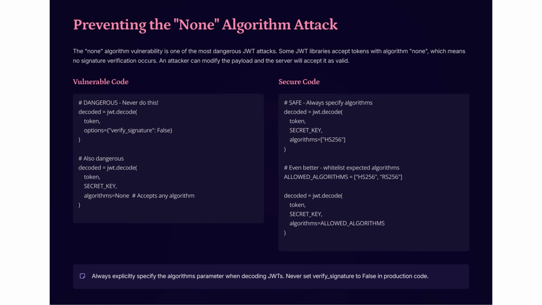The none algorithm attack exploits JSON Web Token libraries that accept tokens without signature verification. Avoid this by never setting verify signature to false and always specifying algorithms like HS-256. Enhance security by whitelisting expected algorithms such as HS-256 and RS-256 to ensure robust JSON Web Token handling.